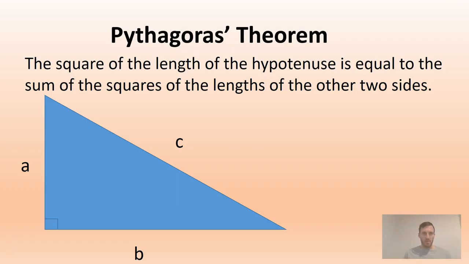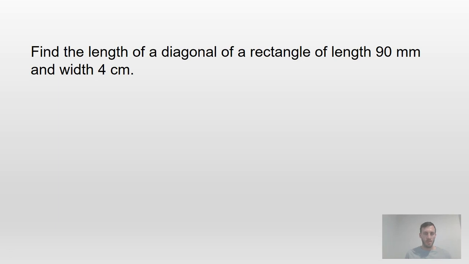Bit of revision. Pythagoras' theorem says the square of the length of the hypotenuse, c, is equal to the sum of the squares of the lengths of the other two sides, a and b. And you get a squared plus b squared equals c squared. Let's look at an example.